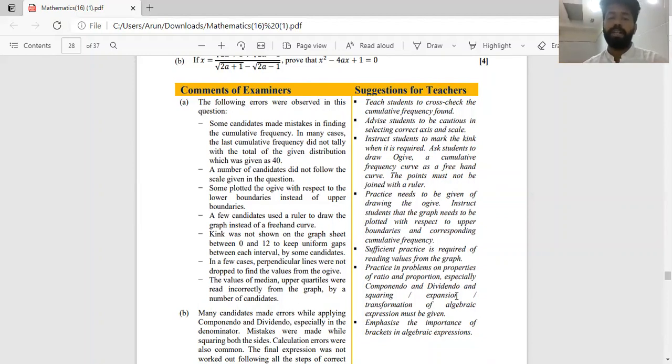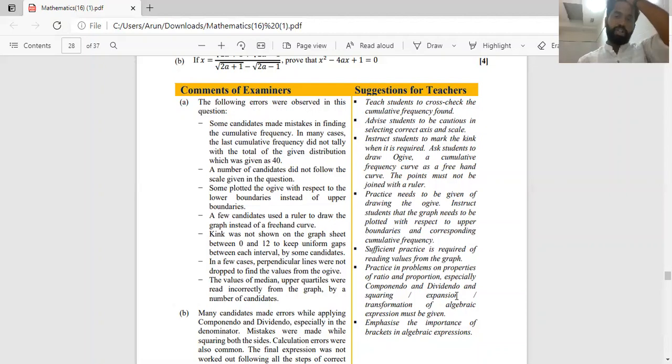Kink was not shown on the graph sheet between 0 and 12 to keep uniform gaps between each interval by some candidates. 0 से start नहीं होता अगर आपका data, so you always have to check for the kink mark before doing anything else. And the values of median and upper quartiles were read incorrectly from the graph by a number of candidates. So these were the common errors and a few tips from our end.